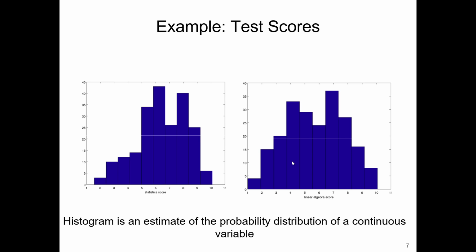Okay, this one, can I call this one a PDF, by the way? Anyone, can I call this one a PDF? Why not? What's that? Probability distribution function. Yeah, no, that's discrete. So that's a good point. A histogram can be used for both continuous and discrete. And I'm going to tell you that this one is continuous, because linear algebra scores can be any number. So this one is for continuous.